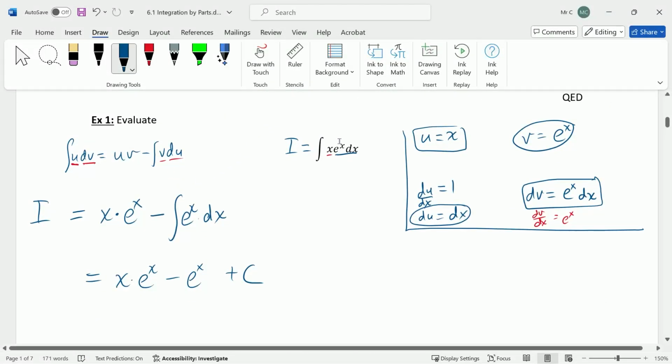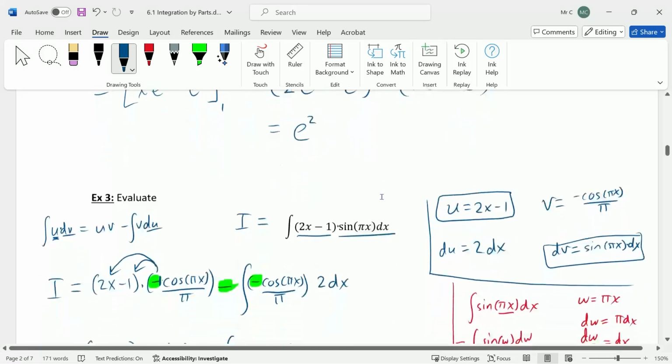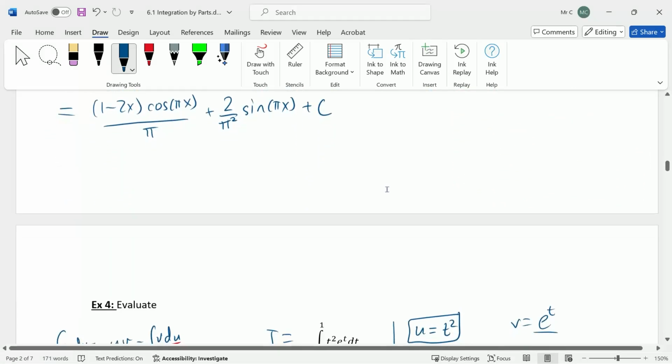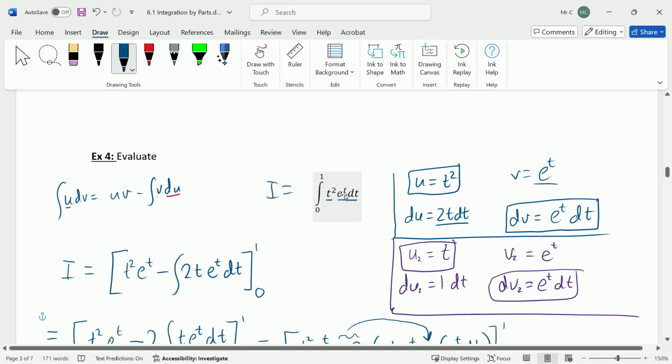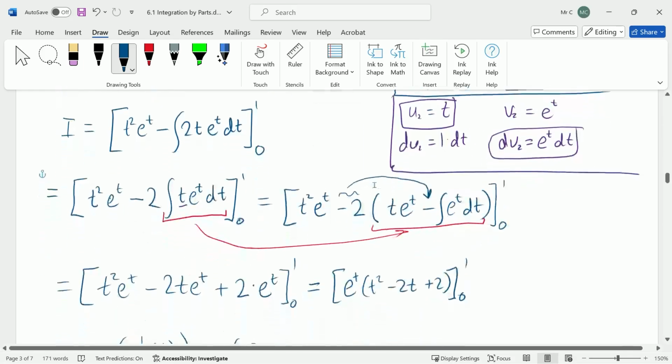So LIATE, well, what do we got? Logs, nope. Inverse trigs, nope. Algebraic, yeah, x is an algebraic function, so we picked x for u. Then we look at this example 3. Again, logs, there's no logs. Inverse trig functions, not there. Algebraic, yeah, 2x minus 1 is an algebraic expression. I picked that for u. Okay, here we've got t squared. Again, t squared is algebraic. A lot of times, algebraic expressions will come up. So I picked that for u.